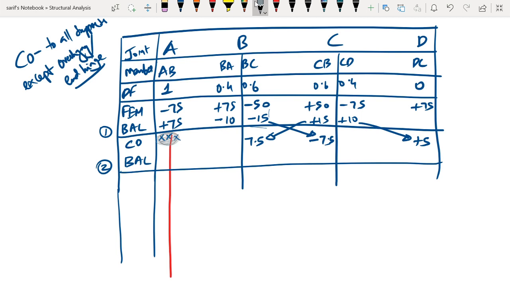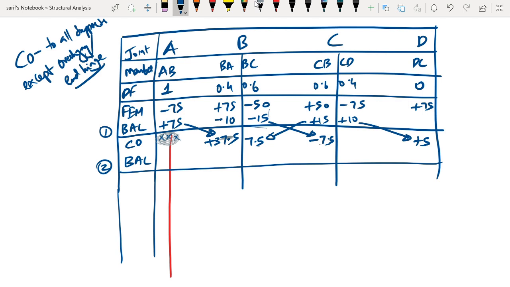Now we have carried over to this point, we have carried over here, we have carried over here. However, we have not carried over at this particular point. There has nothing been carried over. So we have missed it out in the previous step. So what we have to do is this 75 has to be carried over to here. So what we are going to get is plus 37.5 here. Okay, so that completes the carryover step.